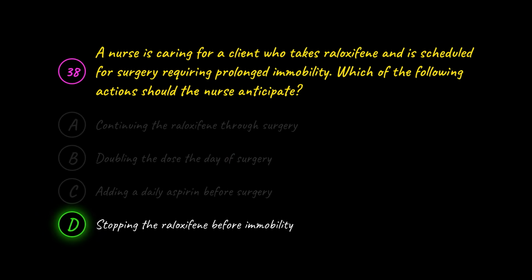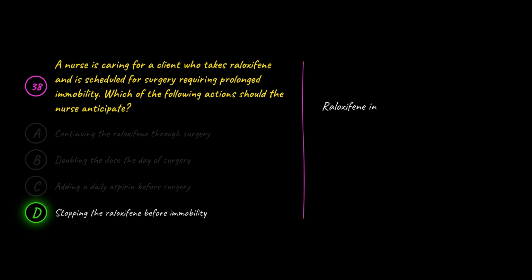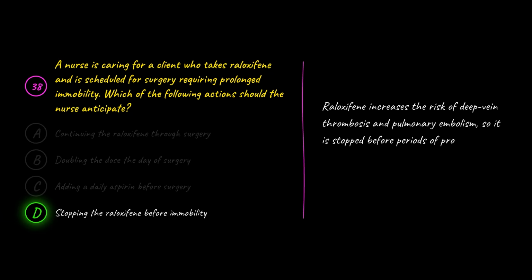The correct answer is D, stopping the raloxifene before immobility. D is correct because raloxifene increases the risk of deep vein thrombosis and pulmonary embolism, so it should be stopped before periods of prolonged immobility. The nurse should anticipate discontinuing it and resuming it once the client is fully mobile after surgery.